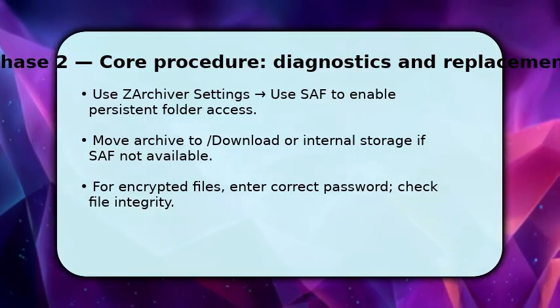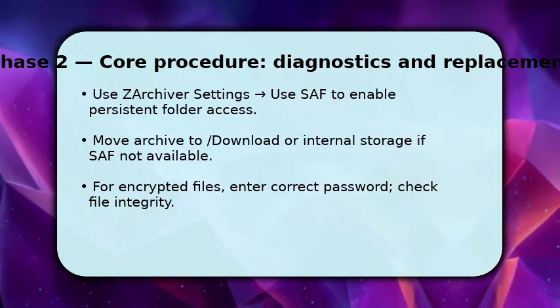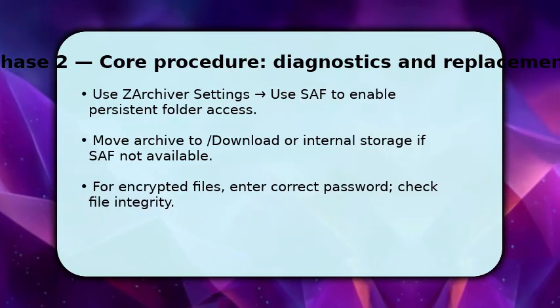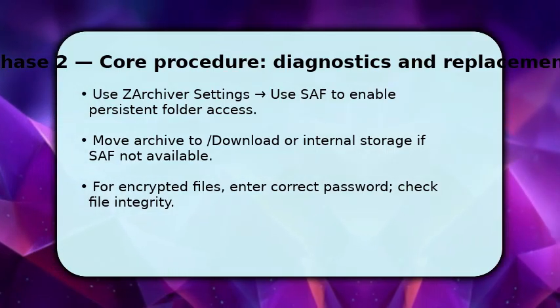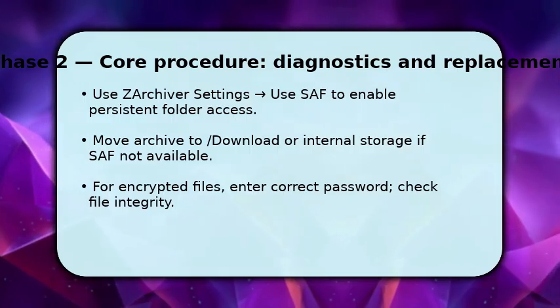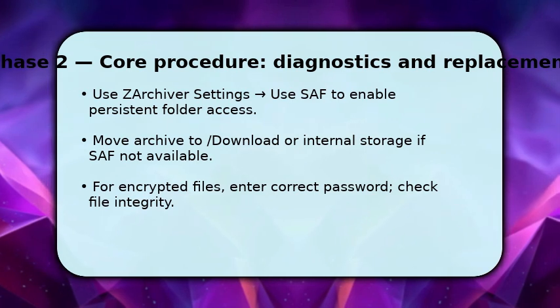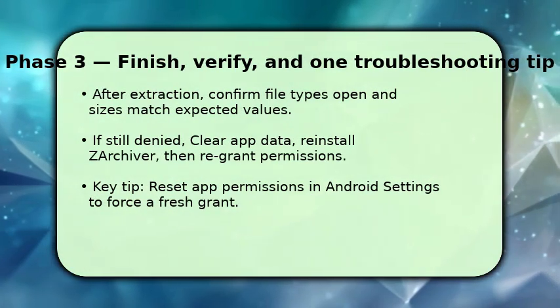If SAF isn't an option, move the archive to /download or internal storage using a file manager, because system folders are more permissive. When you extract, choose the destination, confirm overwrite rules, and if the archive is encrypted, enter the password. This avoids partial extraction. Finish by checking the extracted contents, open samples, compare file sizes, and move results to the intended app.